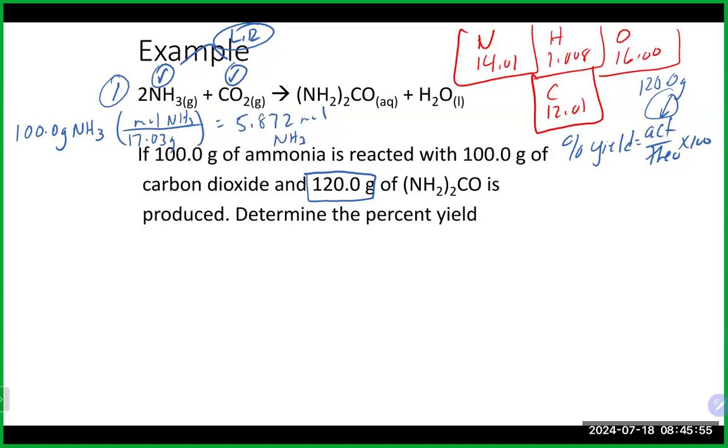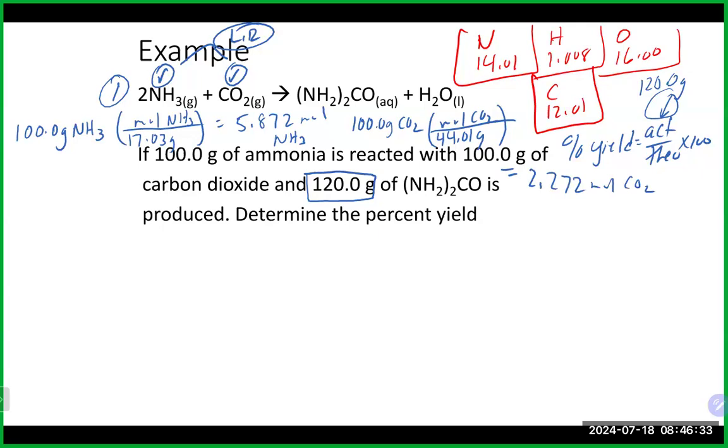We also need to do the same thing for our CO2. So we got 100 grams of CO2, going to the periodic table, one carbon at 12.01 plus about 32 there for your oxygen. That's going to give us 44.01 grams per mole for our CO2. And that will get us 100 divided by 44.01, about 2.272 moles of CO2.